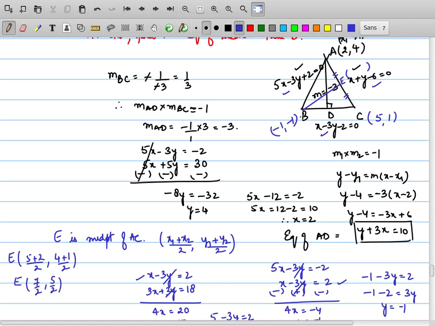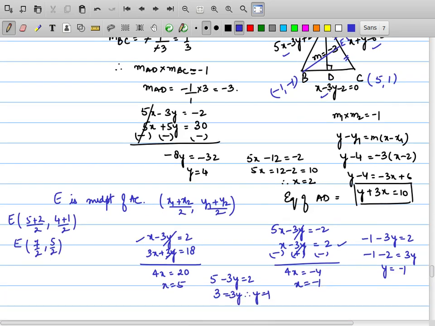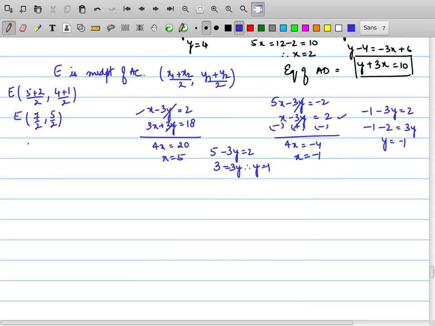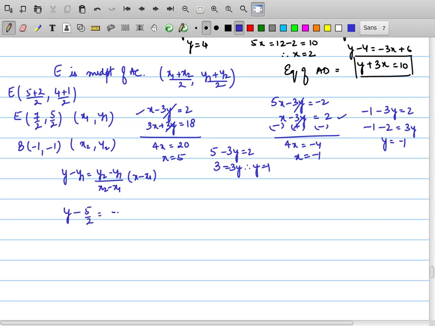Now we know E as well as B, and B is the median. Therefore what we can do, how can we find the equation of this line? By using 2-point form. B is known to us, minus 1, minus 1. So now we can use the 2-point form. y minus y1 equals y2 minus y1 upon x2 minus x1, x minus x1. Assume any one of them as x1 y1, the other one as x2 y2. So what we'll do, y minus y1, y2 minus y1 is minus 1 minus 5 by 2, minus 1 minus 7 by 2, x minus 7 by 2.